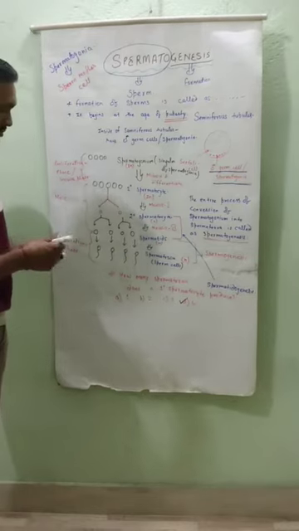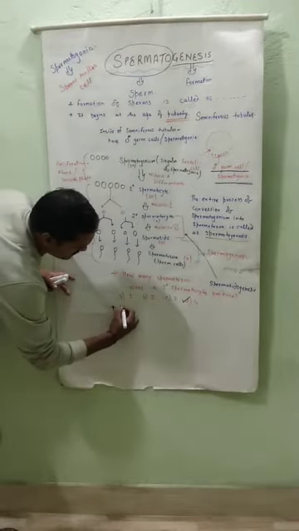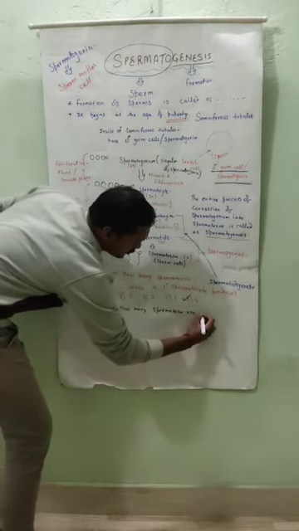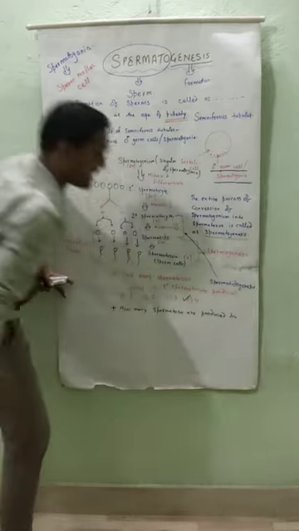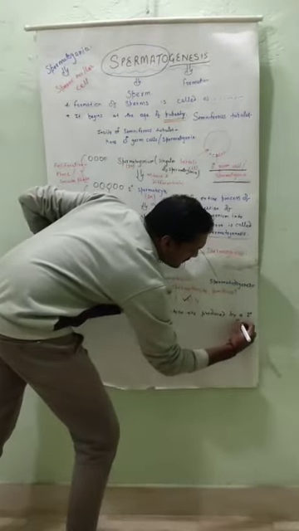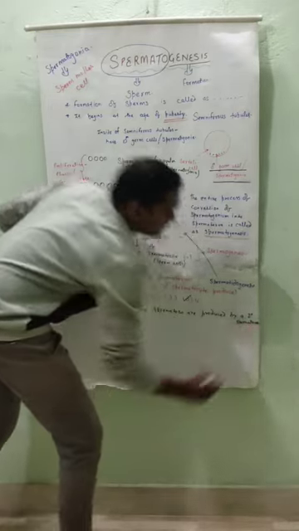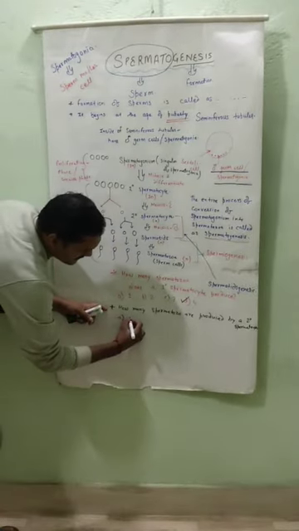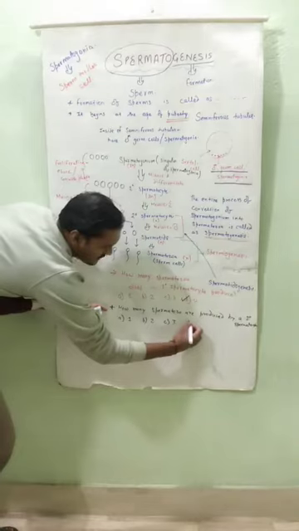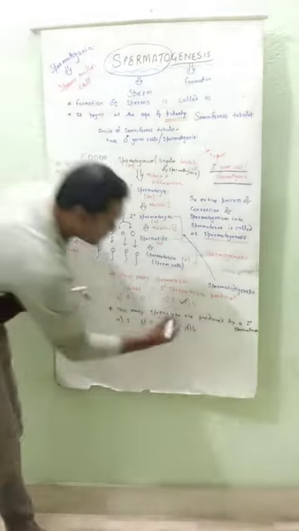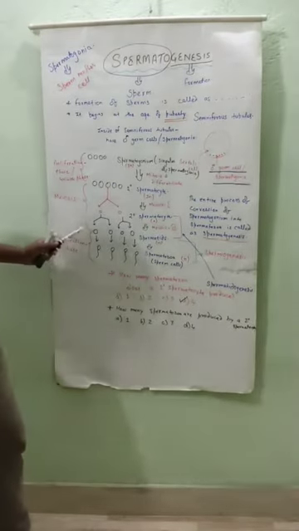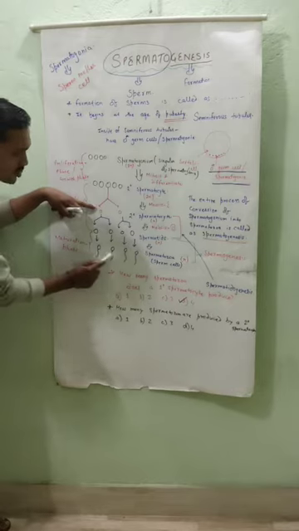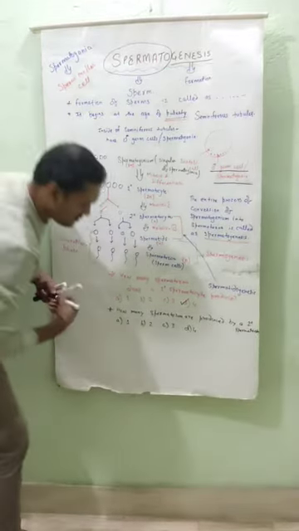Similarly, there can be one more question. How many spermatozoa are produced by a secondary spermatocyte? Suppose the options are given 1, 2, 3 and 4. Just have a look. This is one secondary spermatocyte. It is leading to the formation of how many spermatozoa? 2. So the correct answer will be 2.